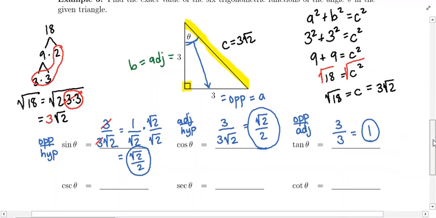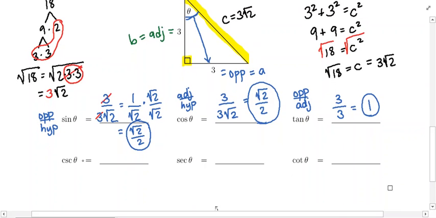All right, let's go to the cosecant. Cosecant is 1 over sine of theta. So go to 1 over sine of theta here. When you have 1 over something, you're going to flip it. So if we go to the sine, our final answer was the square root of 2 over 2. If we flip this, it's going to send the square root of 2 back to the denominator, and we're going to have to rationalize.